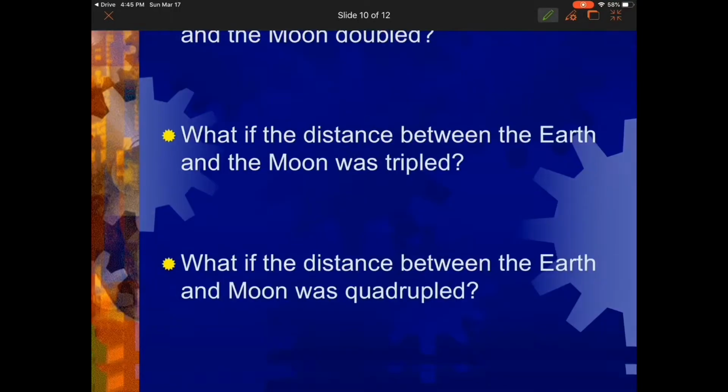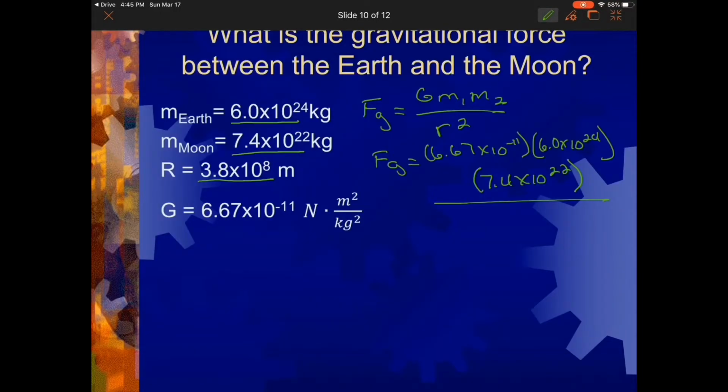It doesn't matter if you put 7.4 before 6.0. This is just the order that they came in when I had them written down, so this is the order I put them in. So now we have to put our r in here. R is 3.8 times 10 to the 8th squared.